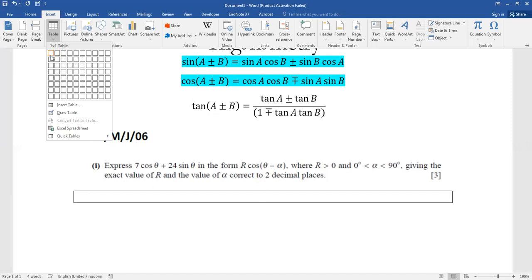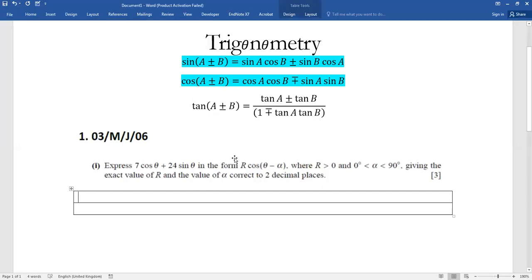Okay, now observe. This is the final answer that I need. This is the final form that I need, r cos(theta minus alpha). If I were to expand it, how will I expand it, class? How do I expand cos(theta minus alpha)? How do I expand cos(A minus B)? Cos theta cos alpha, plus sin theta sin alpha.